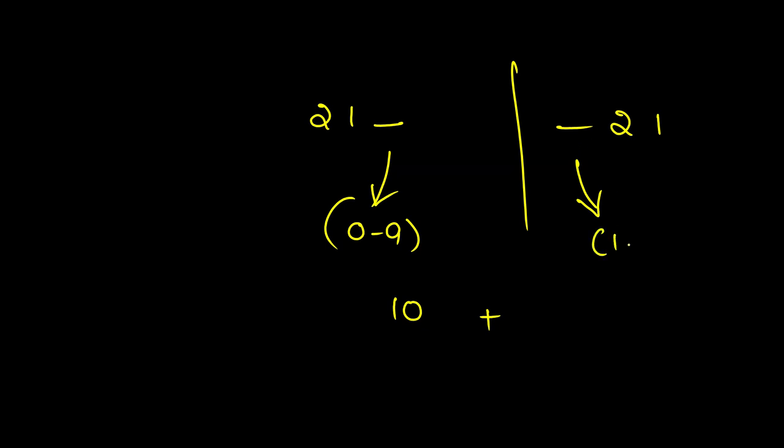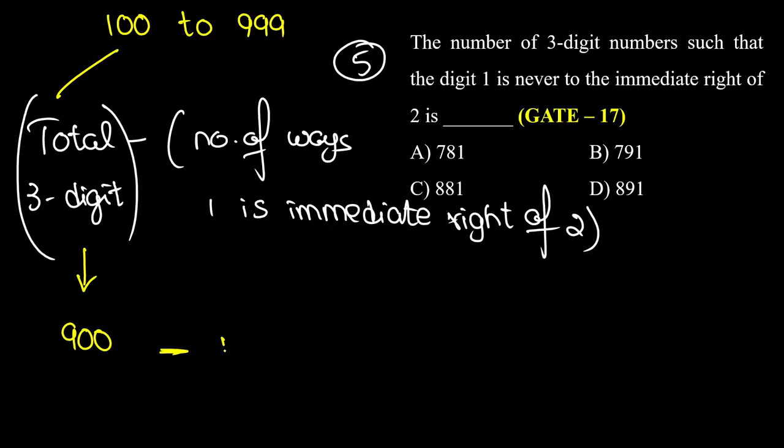Okay, here 9 only. 1 to 9 allowed. Why not 0 to 9? 0 cannot be the first digit, right? So 19. So 1 immediate right of 2 is 19 ways. If you remove that, 881 is your answer. Option C.